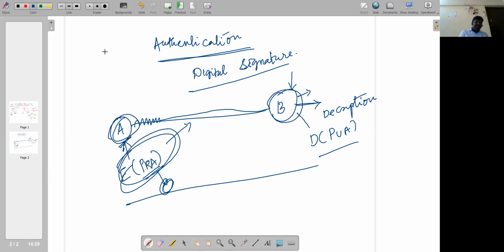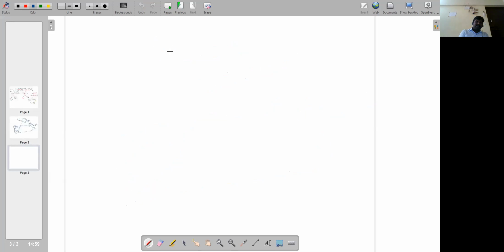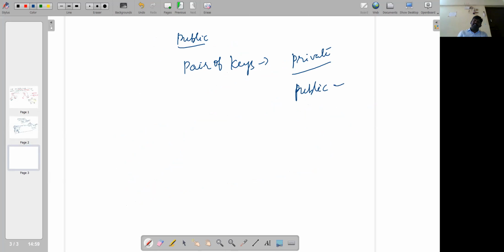What we discussed so far is public key cryptography, where we have a pair of keys. One is the private key, which is known only by the individual user, and the second is the public key, which can be shared with all others. Then we discussed confidentiality or secrecy.